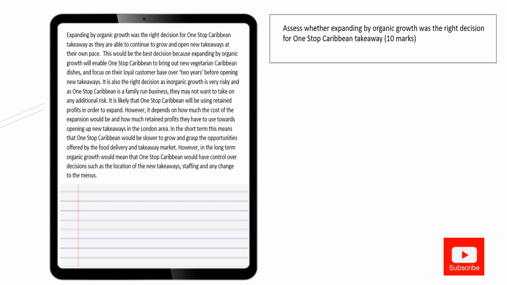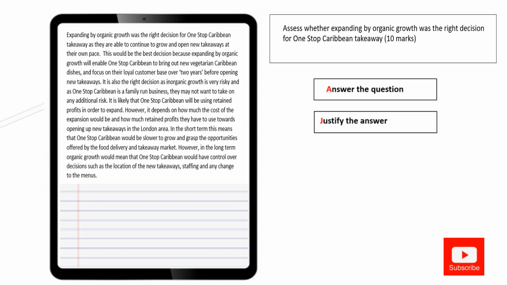Expanding by organic growth was the right decision for One Stop Caribbean Takeaway as they are able to continue to grow and open new takeaways at their own pace. This would be the best decision because expanding by organic growth will enable One Stop Caribbean to bring out new vegetarian Caribbean dishes and focus on their loyal customer base over 2 years before opening new takeaways. It is also the right decision as inorganic growth is very risky, and as One Stop Caribbean is a family-run business, they may not want to take on any additional risk.